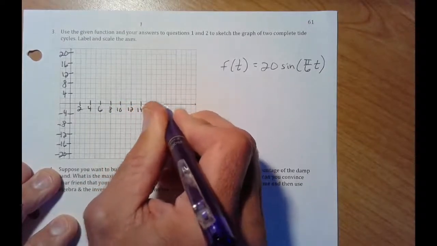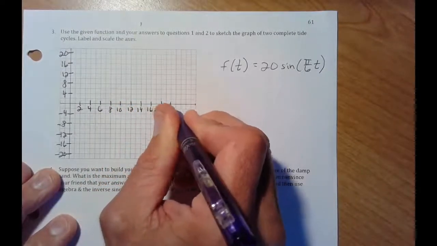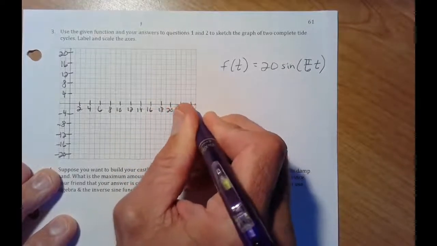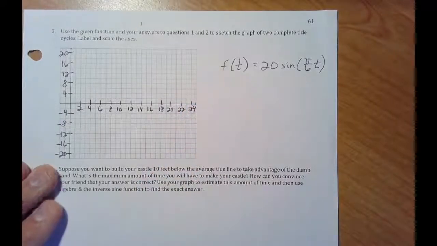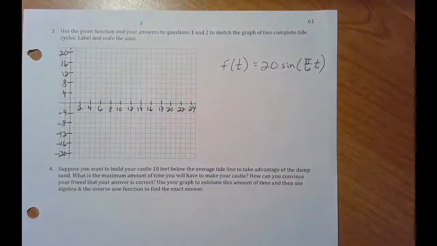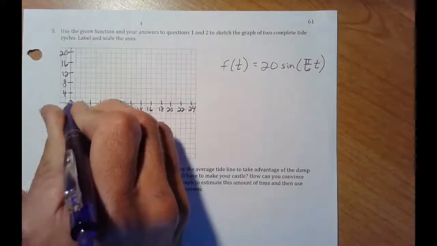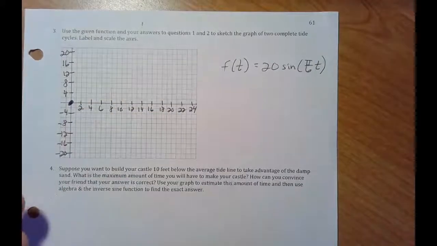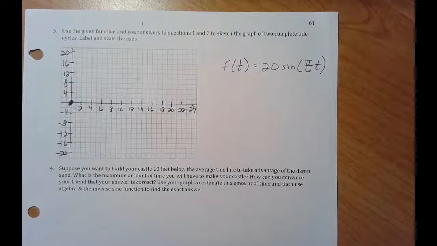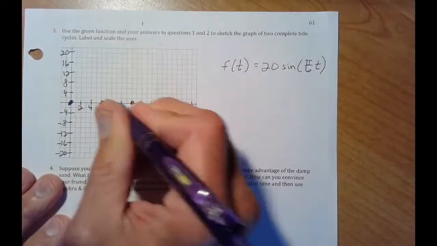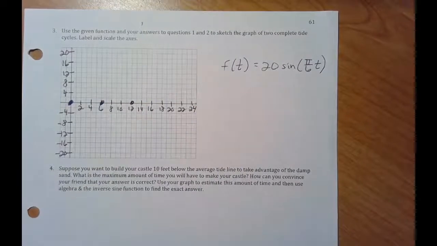So the graph just needs to show 2 cycles. So there's 24. At the beginning of the graph, because there's no vertical shift on that equation, I'm going to start at 0. So at midnight the tide is at 0, which is the average tide line. After 12 hours, it's also there, and 6 would also be there. So those are 3 of the points.